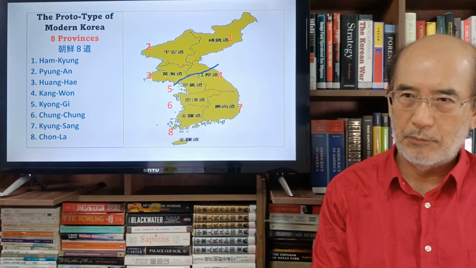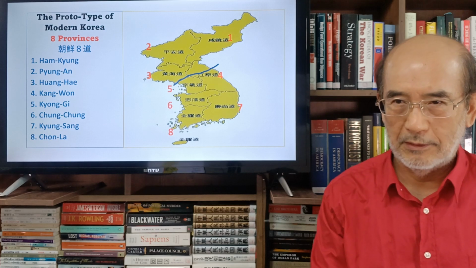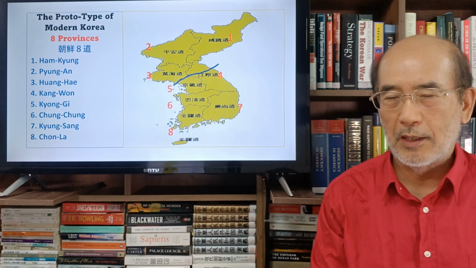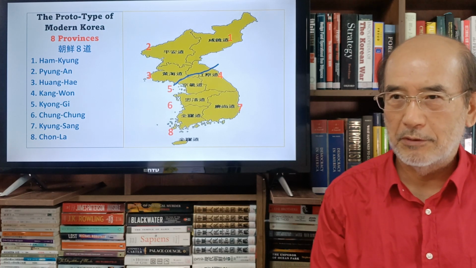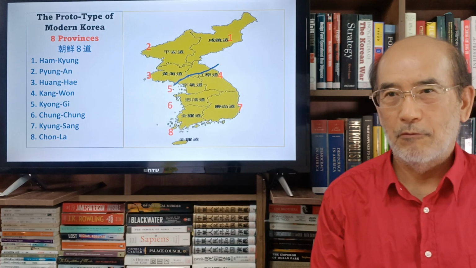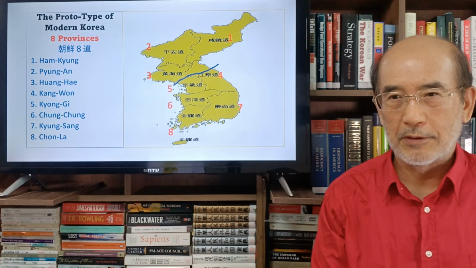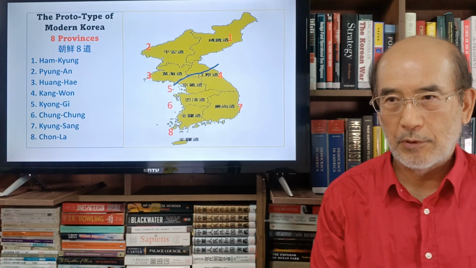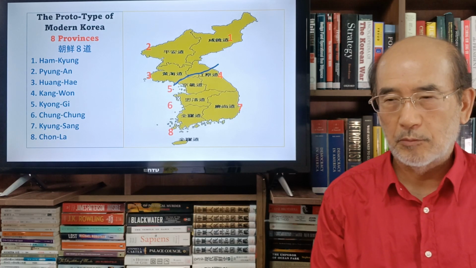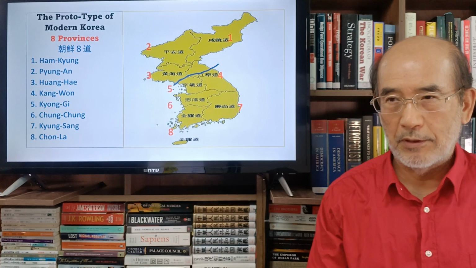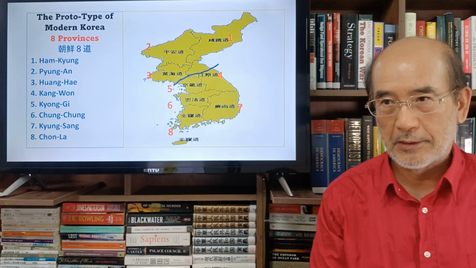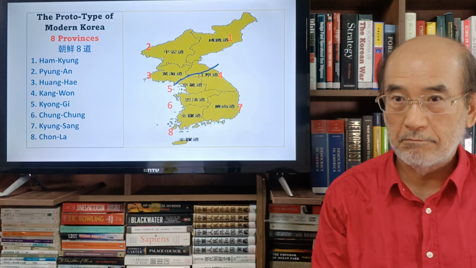So for this prototype 8 region, let me read one by one from the northeast to southwest. 1 is Hamgyong province, 2 Pyongan province, 3 Hwanghae province, 4 Gangwon province. As you see, Gangwon province today is divided into a North Korea section and a South Korea section.